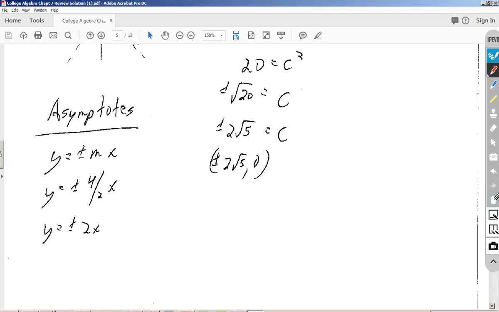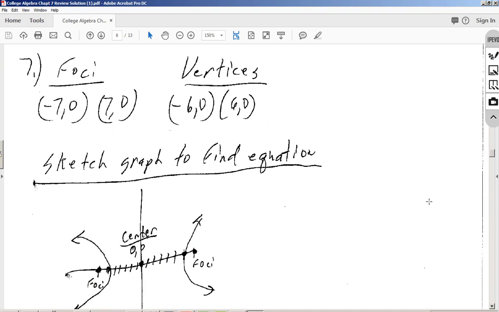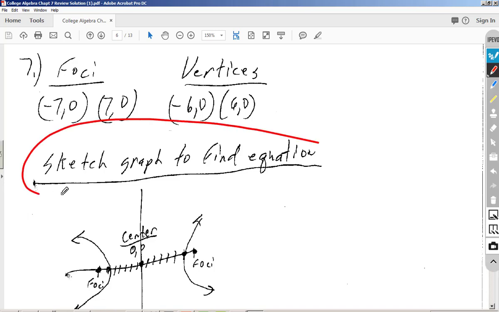On number 7, we're going to go backwards with it. On number 7, they give us the foci and they give us the vertices. Your foci are at negative 7, 0 and 7, 0. Your vertices are at negative 6, 0 and 6, 0. Whenever I go backwards with one of these, I like to just make a sketch of it so I can figure out exactly what direction it's opening in.